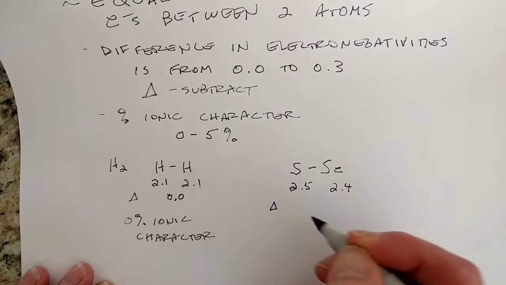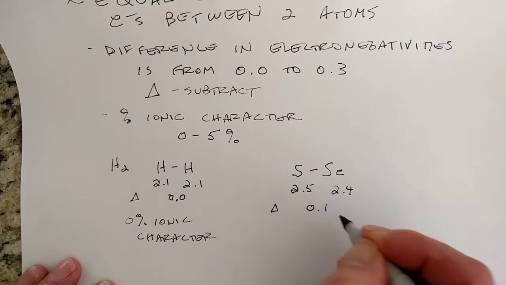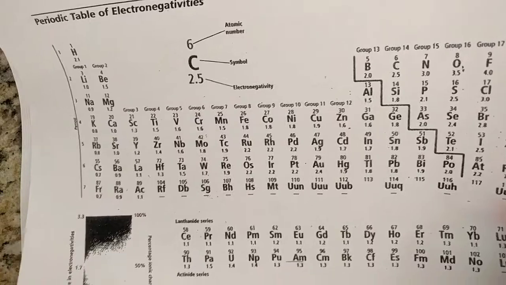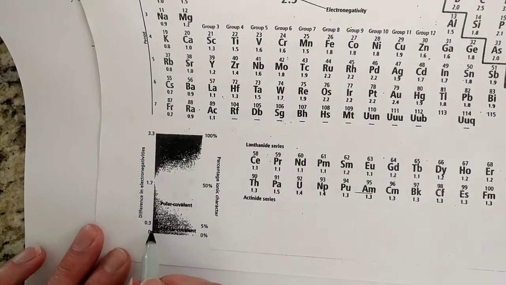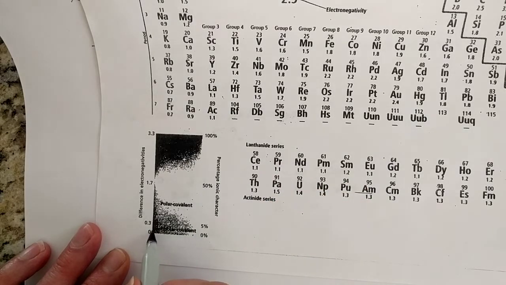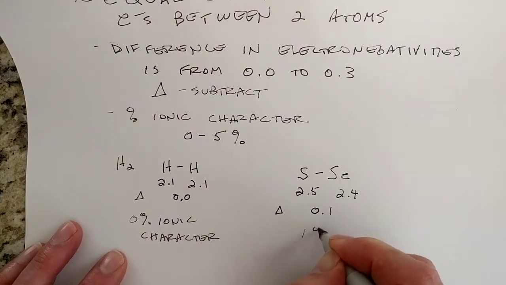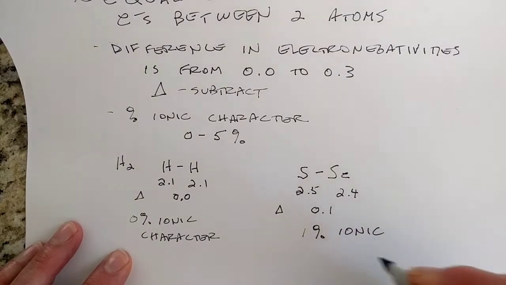So when we look at the delta, and always just take the larger minus the smaller, we have a difference of 0.1. So if we look again at our chart, look at that bar chart over here. So our difference is 0.1, so it's in the nonpolar covalent bond range. And then our percent ionic character, we're just going to estimate it. So if we're at 0.1 here, we're just going to go over, so it's about 1 to 2%. If you have 2%, that's fine. We're just estimating here.